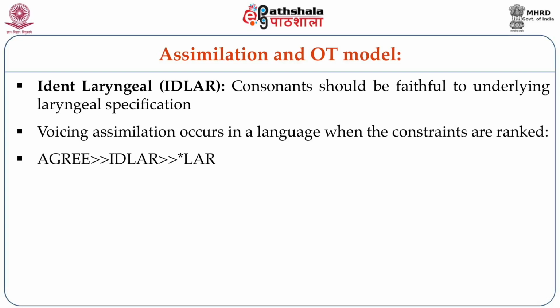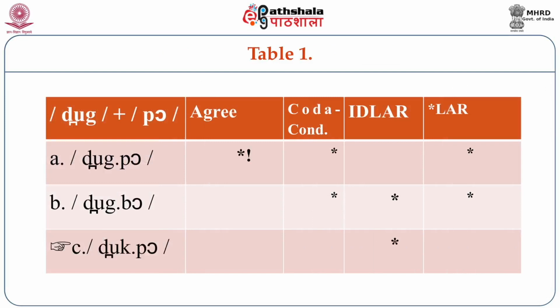So here the dominant constraint will be AGREE. AGREE dominates IDENT Laryngeal, dominates *Laryngeal. If you see the slide, the arrow marks represent dominates. Okay, now you can see the tableau here. We have taken one example from Dukpo. Here you can see the hand symbol on candidate C. The hand symbol means it's the optimal, the winner out of these constraints.